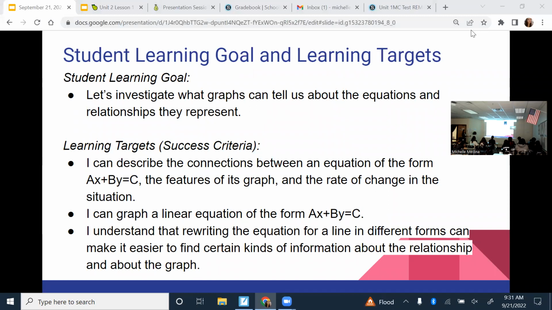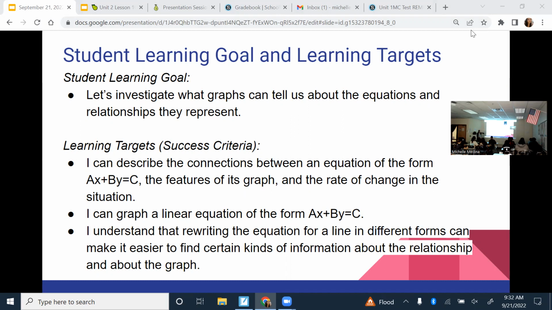I know first hour some kids were getting a little frustrated because they didn't know what to do, but just ask and I can give you a little bit more direction. I won't necessarily give you the answer right away, but I'll lead you more toward that end goal, which is seeing those relationships in equations and the graphs that represent them. You'll know that you're successful if you can do each of these.